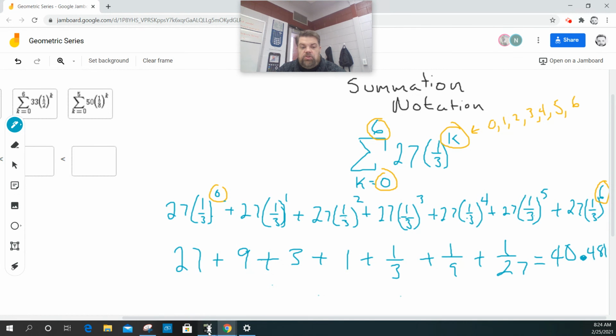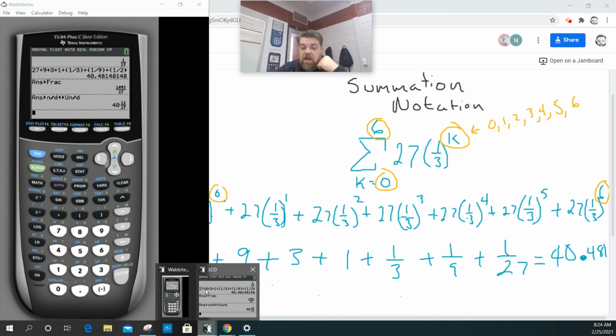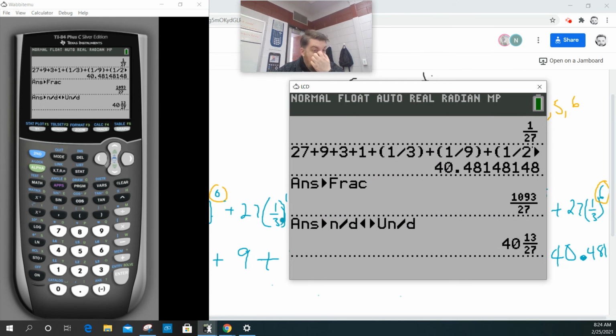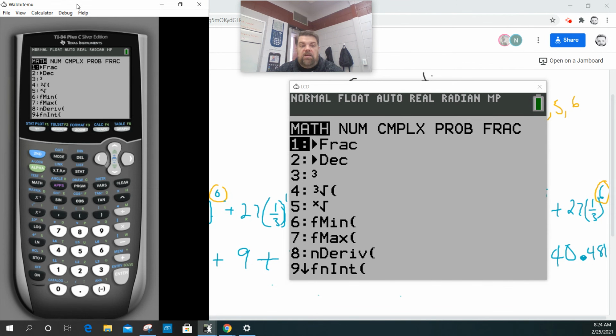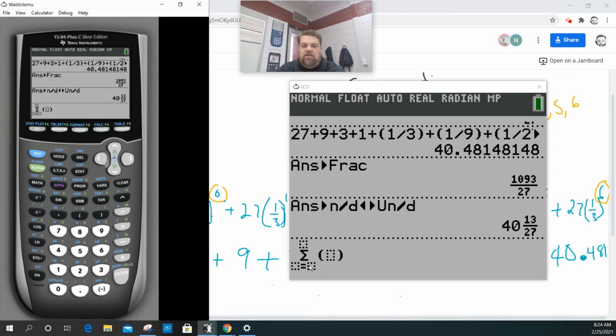All right, but there's a shortcut for that, and that shortcut is called summation notation. I could do all of that work by plugging it into my calculator. If I hit math again, see how this has summation? If I hit summation here, I can literally enter that in. I'm just going to use x instead of k. Our lower boundary is 0. Then my upper boundary is 6.